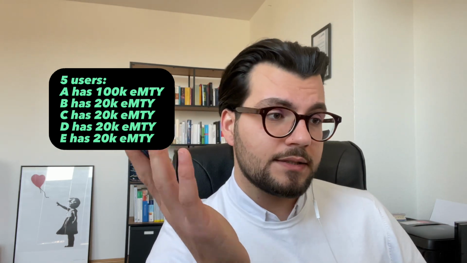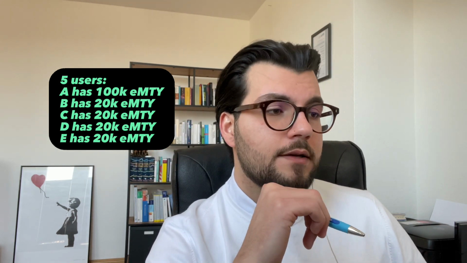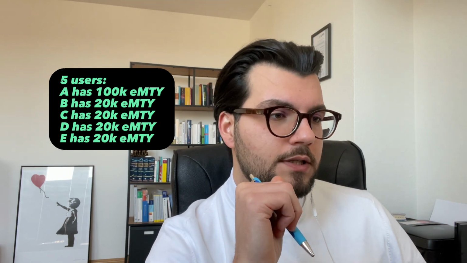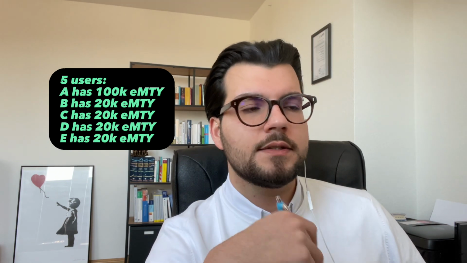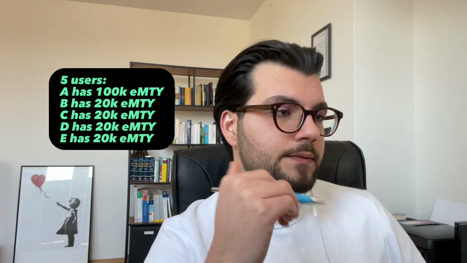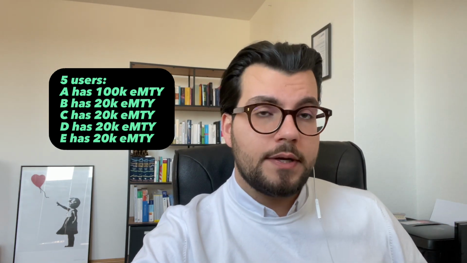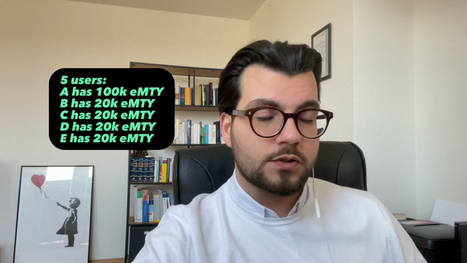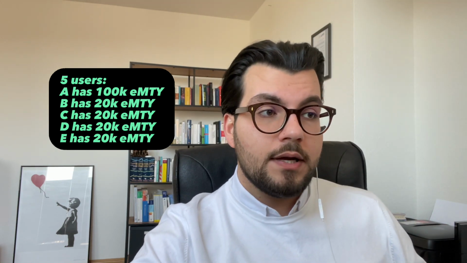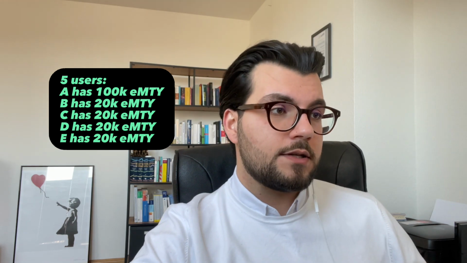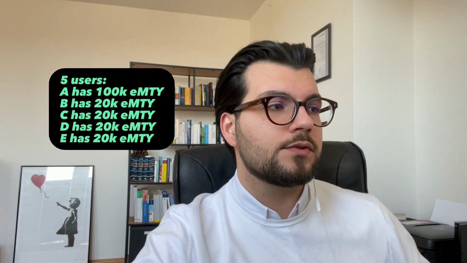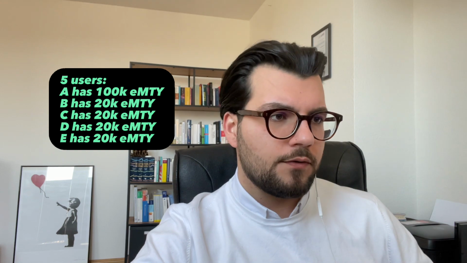Users B, C, D, and E have all made a few posts on the app, but they mostly engage by reading the awesome articles that user A had written. They each earned 20k eMTY during the month. So in total, there are now 200k eMTY generated and held by the 5 users on the app, distributed as follows. User A has 100k eMTY, user B 20k, user C 20k, user D 20k, user E, how much?